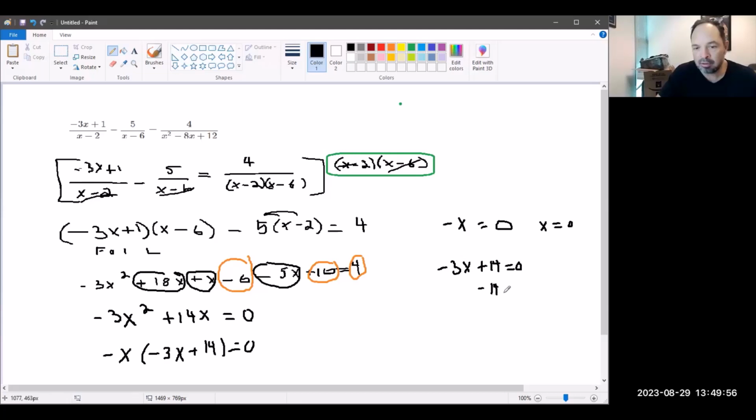And with a little bit of basic algebra, my other solution is x equals 14 thirds.